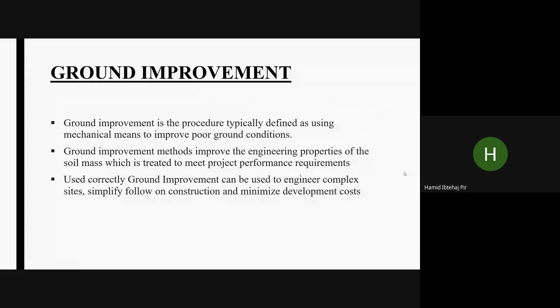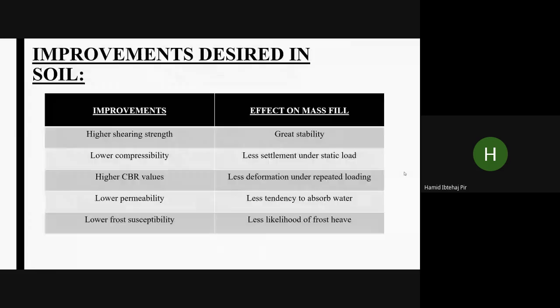Ground improvement. Ground improvement is the procedure typically defined as using mechanical means to improve poor ground conditions. Ground improvement methods improve the engineering properties of the soil mass, which is treated to meet project performance requirements. If it is used correctly, ground improvement can be used to engineer complex sites, simplify follow-on construction, and minimize development costs. What is ground improvement? Basically, ground improvement is very important.